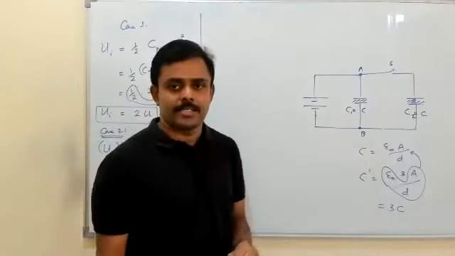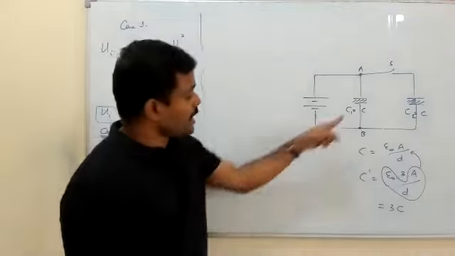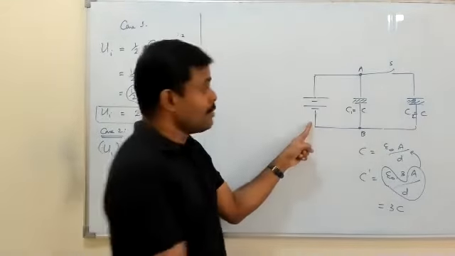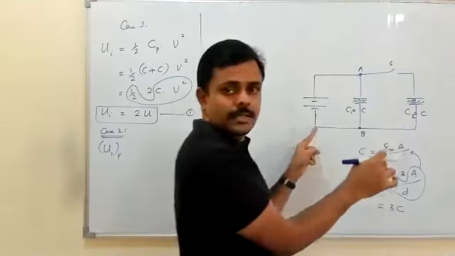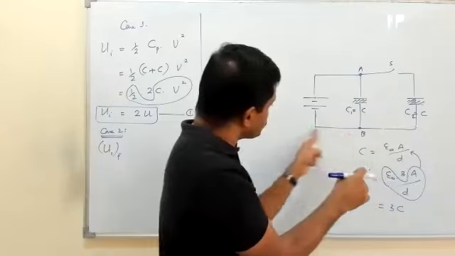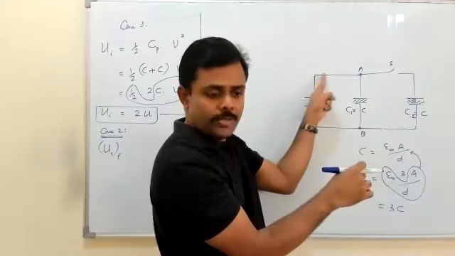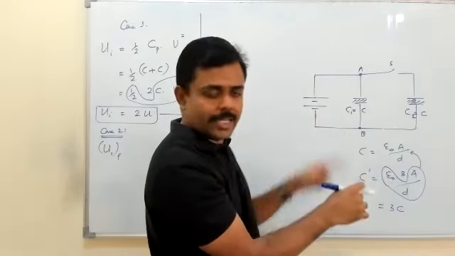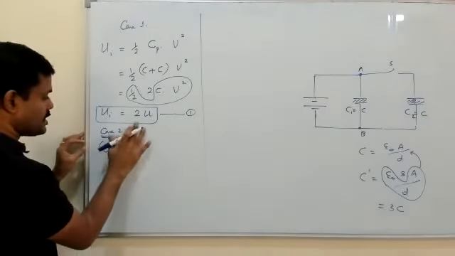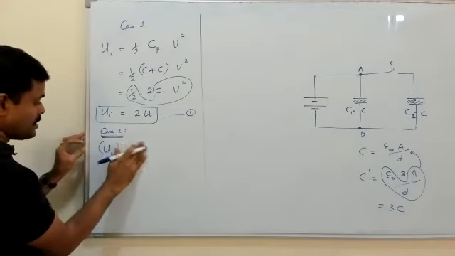Energy of the first capacitor. What is that capacitor now? That capacitor is still connected to the battery, because this part is broken. That means that part is removed from the battery, while this is still connected to the battery. This circuit is intact. Am I correct? So I can take this as still connected to the battery. Case number 1, case number 2.